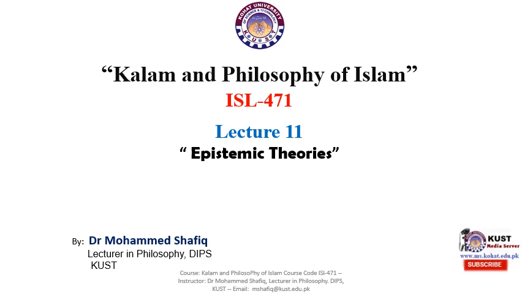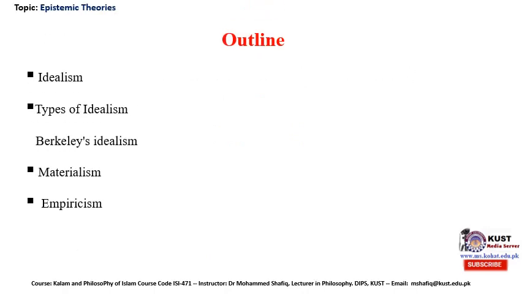Today we are going to look into what the different epistemic theories are. This lecture is in sequence with our previous lecture, which was about knowledge, and this covers the branch of philosophy which is called epistemology. Now, these are the outlines. Today we will discuss what is idealism, the different types of idealism, and we will discuss in detail Berkeley's idealism. We will also discuss materialism and empiricism as well.